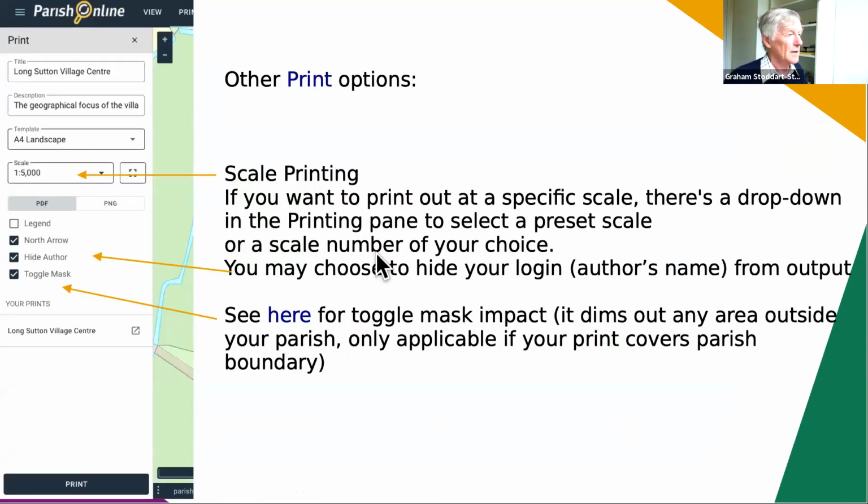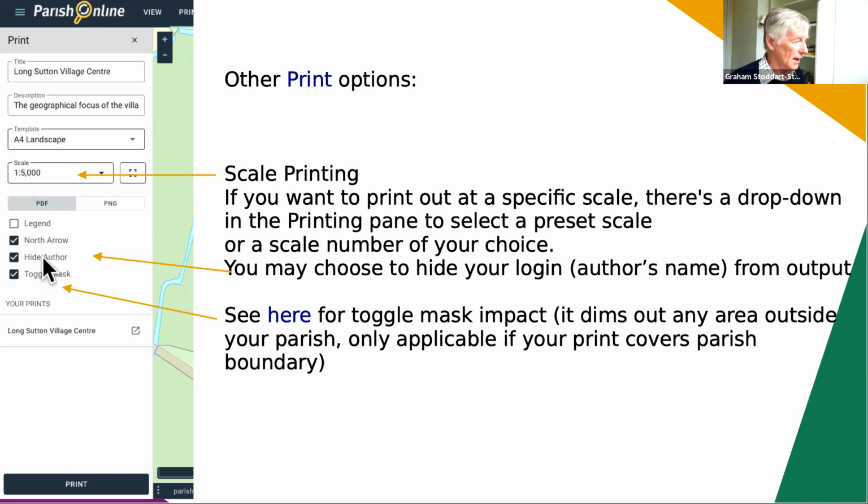Okay, so other print options, if we go back to where we were here, you get a chance here of doing this to scale. That's particularly useful if someone says, could we have a printout at scale of 1 in 5,000, or whatever it happens to be. You can choose the numbers here. There's a drop-down list, or you can actually type in what you want if it's not on the drop-down list.